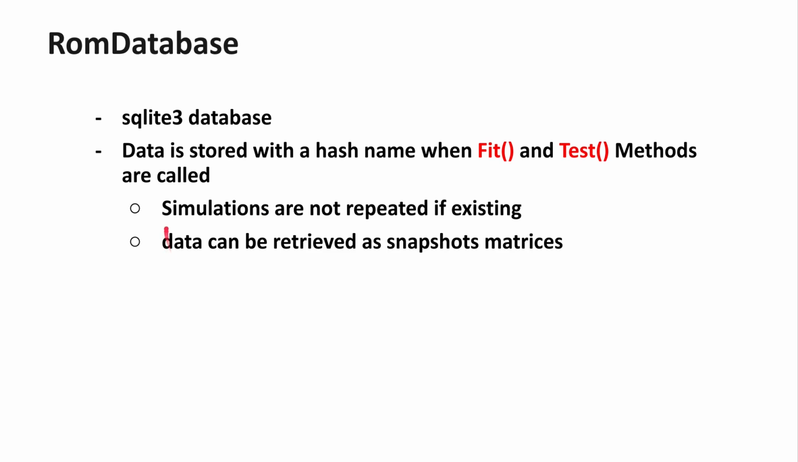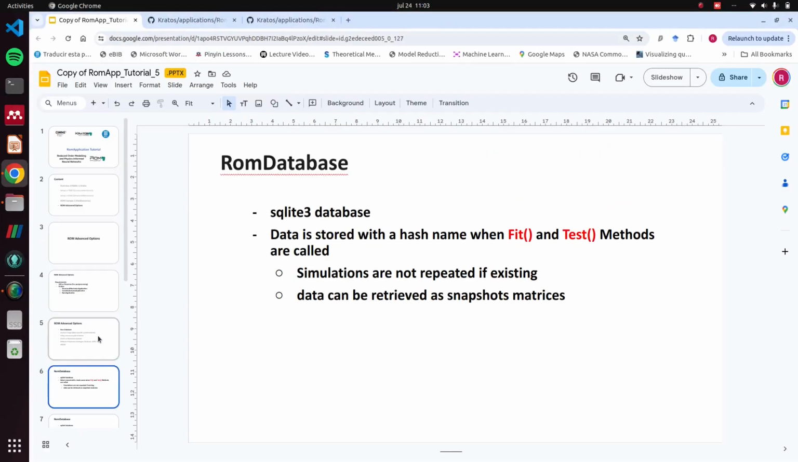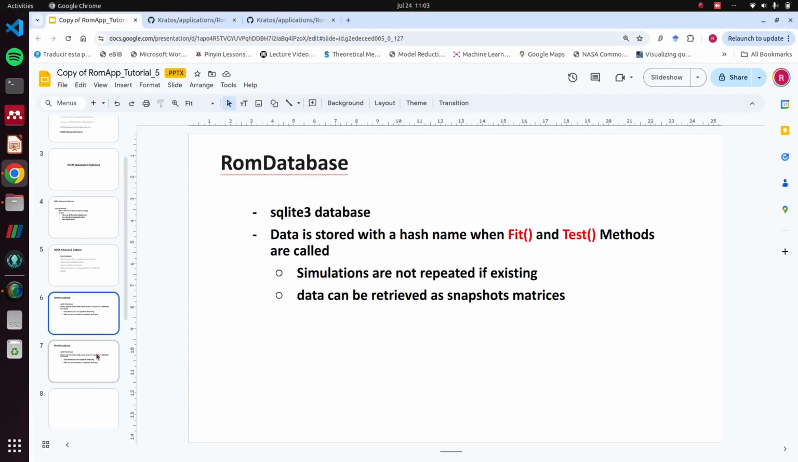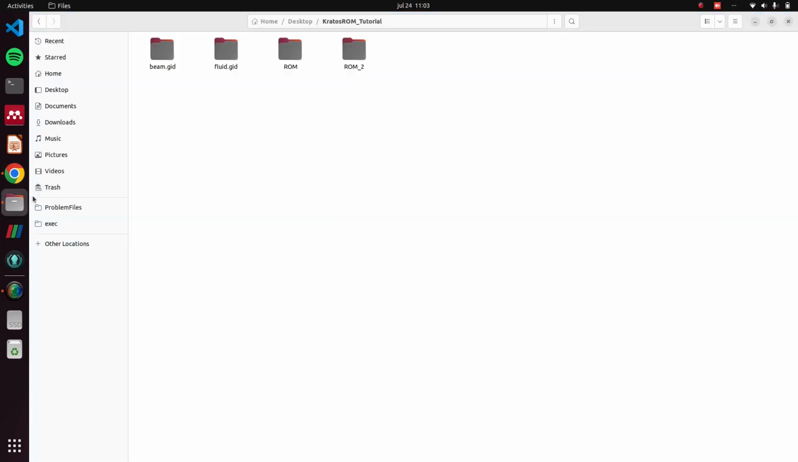This is done automatically inside the ROM manager, but a user can take advantage of that and fetch snapshot matrices or required data from the database using a simple function call to the ROM manager database. So that's what we are going to be seeing. Let us go to the files that we have created in this tutorial so far, in the structural mechanics example.